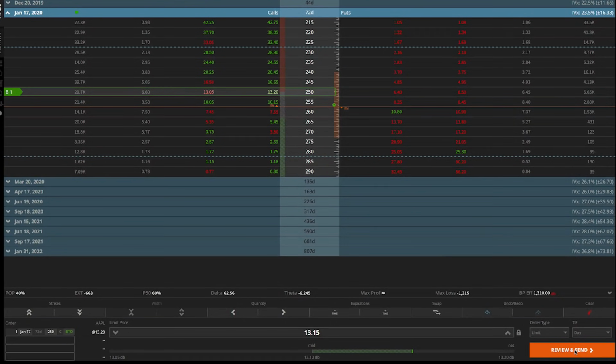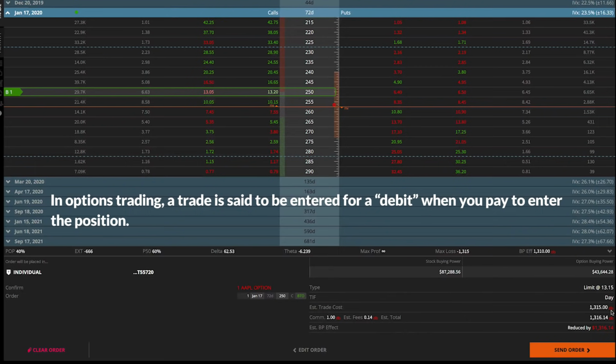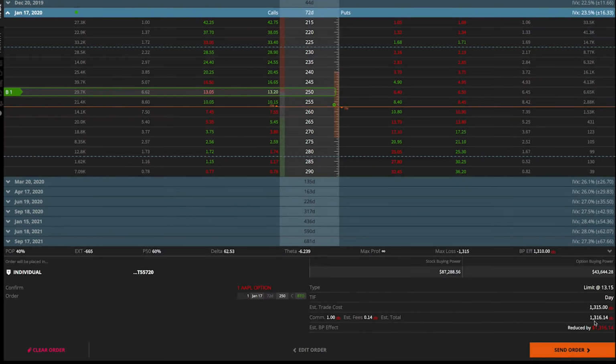So if I go ahead and click review and send, this will show me additional information and will allow me to review everything before I actually execute the order and try to get filled. As we can see here, I'm trying to buy this option for $13.15, and the estimated trade cost is shown as $1,315. Now that's a debit, or DB, which means I am paying to enter this position. If we add the commissions and the estimated fees, then I get a total trade cost of $1,316.14, and that is how much money I need in my account to actually execute this order.